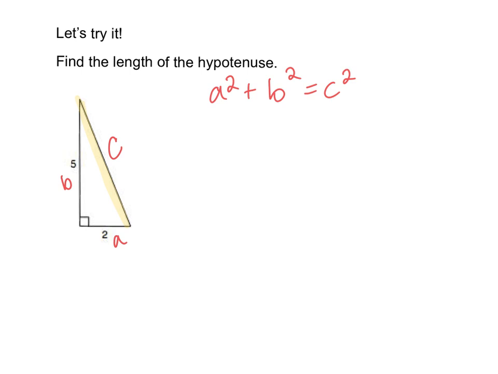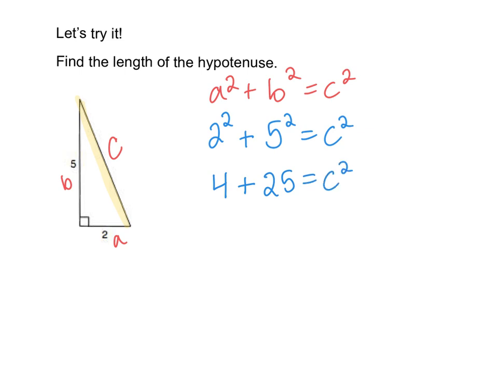It doesn't really matter. So I'm going to go ahead and rewrite this formula, but I'm going to substitute in the values that I know. So I know that A is 2, so I have 2 squared plus 5 squared equals C squared. And now I'm going to simplify this. So 2 times 2 is 4, plus 5 times 5 is 25. That has to equal C squared. So 4 plus 25 is 29 equals C squared.